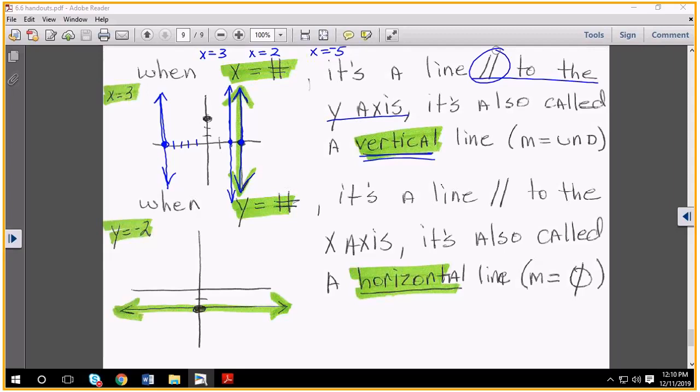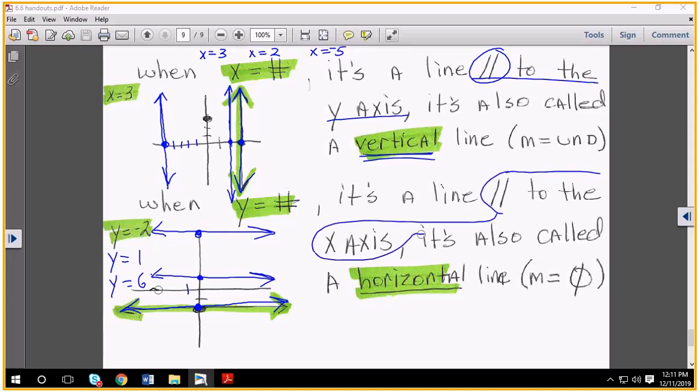When you have y equal to a number, y is equal to negative 2, y is equal to 1, y is equal to 6, negative 2, and it's horizontal, it's parallel to the x-axis. 1, parallel to the x-axis. 6, parallel to the x-axis. So when you have y is equal to a number, it's going to be parallel to the x-axis. And it's going to be a horizontal line.